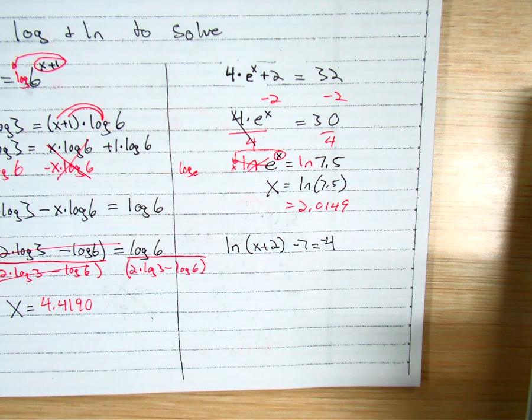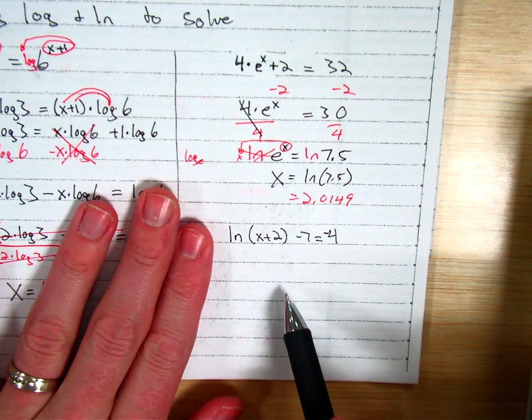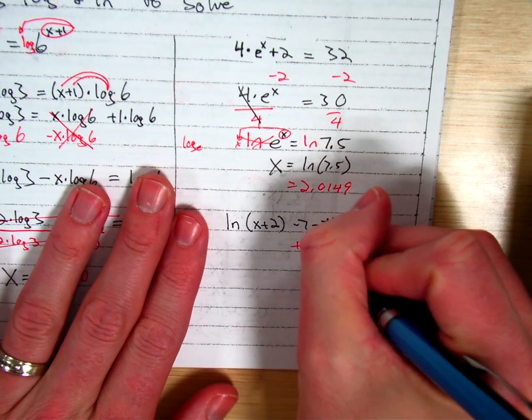Okay, last problem. Starts with natural log. Probably going to use e to cancel it out. Again, got to get rid of all the layers. You got to get down to just natural log first. So we start with plus 7.